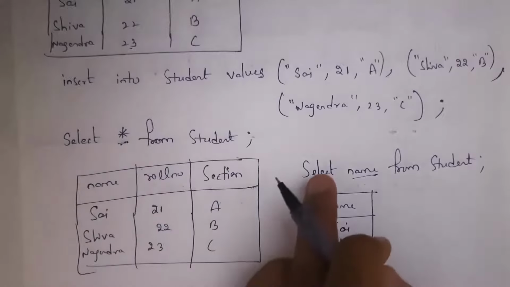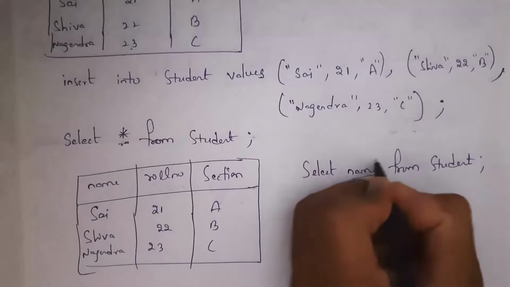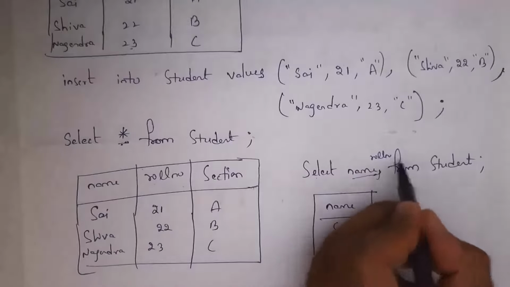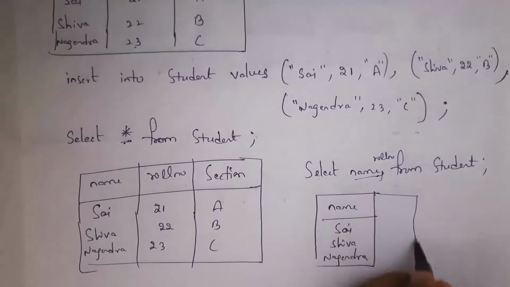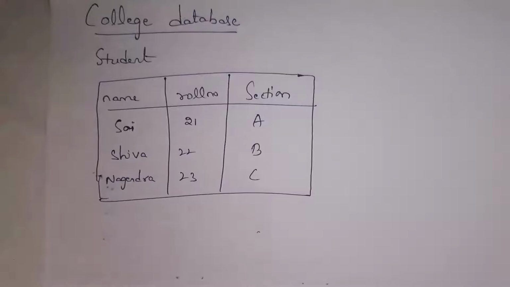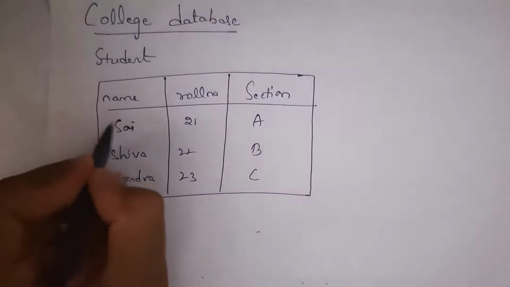So for that purpose you need to write select name comma roll number from student. Whenever you write select name comma roll number from student, it will display output with the name and roll number columns. This is my output. For example, now I want to change name Sai to name Ganesh.